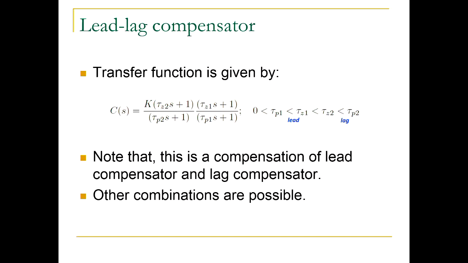By the way, since corner frequencies are the inverses of these taus, the lag part would be in the lower frequency range, and the corner frequencies of the lead part will be in the higher frequency range, because we have these inverses. 1 over tau z1 is the corner frequency corresponding to that zero, etc. So this is obviously a combination of lag and lead compensators.